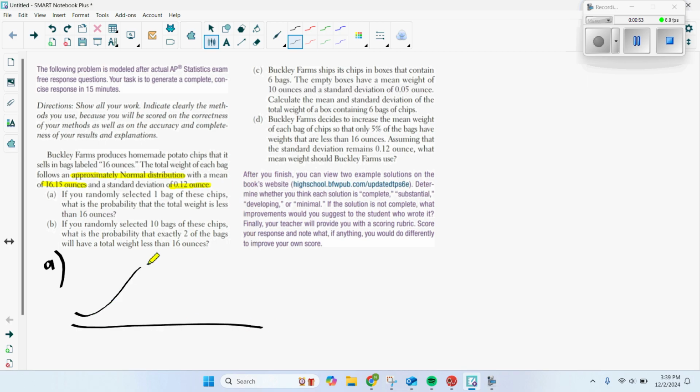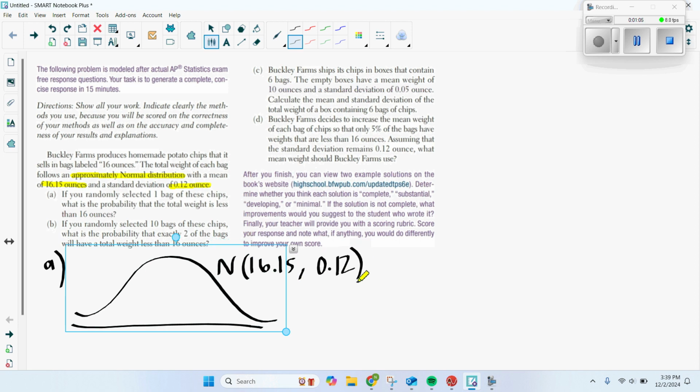If I'm trying to find a probability and I know that a normal curve models the scenario, then I am going to draw my normal curve. Remember to put the N with the mean and the standard deviation. And then we have the mean in the middle. If I'm looking for a probability, that's essentially the same thing as asking for the area under the curve. So I'm just choosing one bag out of the whole population, and I want to know the probability that the weight of the bag is less than 16 ounces. Remember that this sketch is your work for this problem.